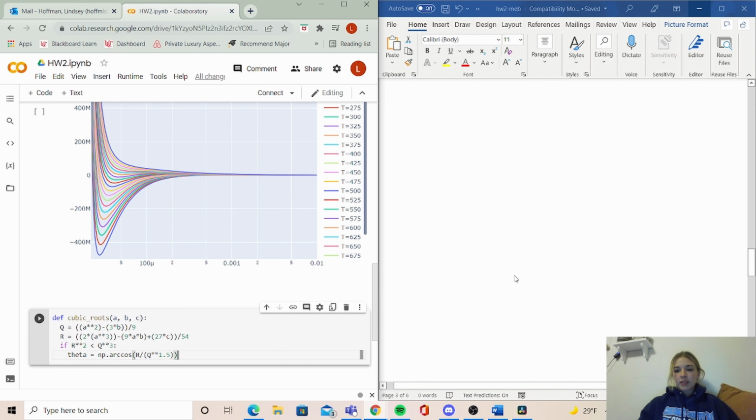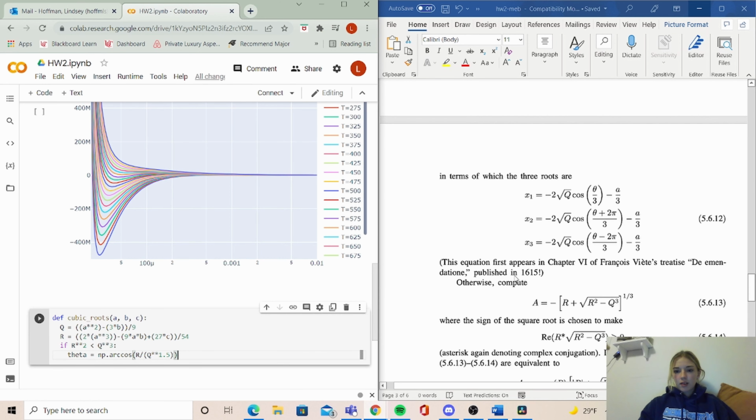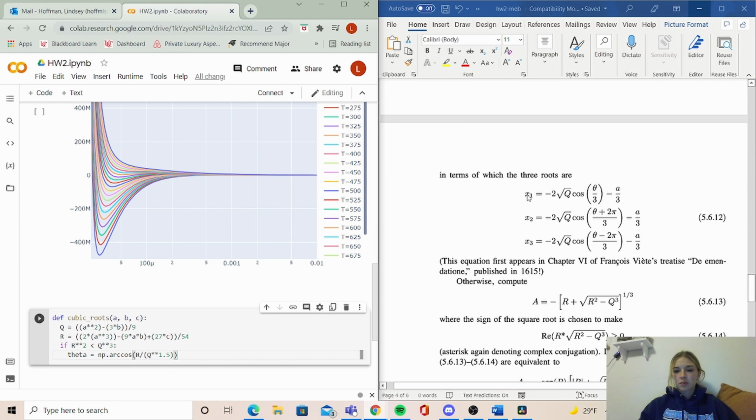So now if we scroll down here, we see our 3 roots, which is what we're going to be trying to compute. In all of these roots, we have a -2 radical Q and a minus A over 3. So there's a way we can compute the cosine of our interior bounds here as an array with our theta value, and keep all of this other material on the outside so we don't have to keep retyping it every time.